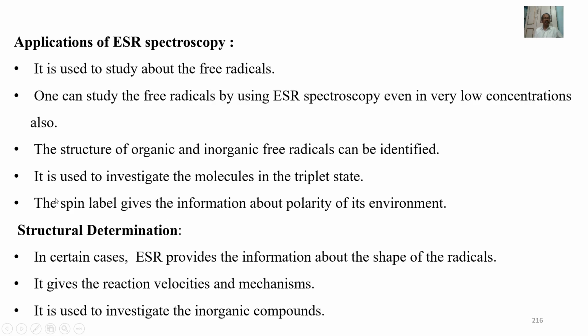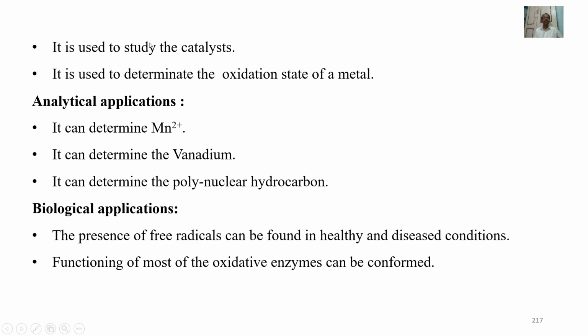It is used to investigate molecules in the triplet state. The spin label gives information about the polarity of its environment. Structural determination. In certain cases, ESR provides information about the shape of the radicals. It gives the reaction velocities and mechanisms. It is used to investigate inorganic compounds. It is used to study catalysts. It is used to determine the oxidation state of a metal.